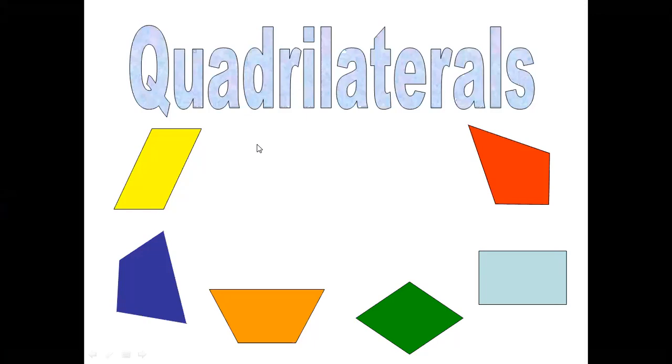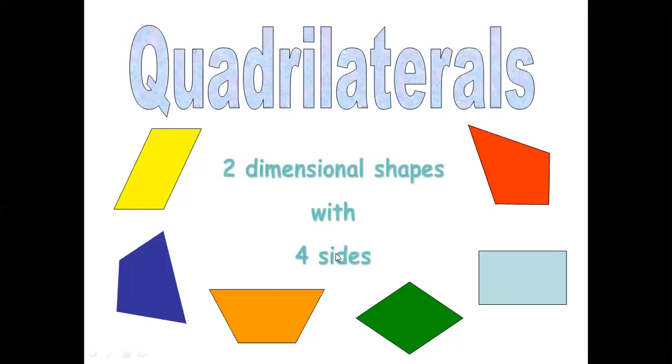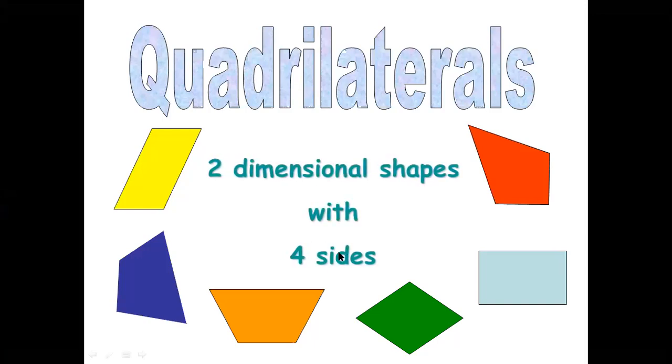Today's lesson, inshallah, is to classify quadrilaterals. As you know, a quadrilateral is a polygon that has four sides and four angles. It's a two-dimensional shape with four sides. These are examples of quadrilaterals. The first quadrilateral is the parallelogram.